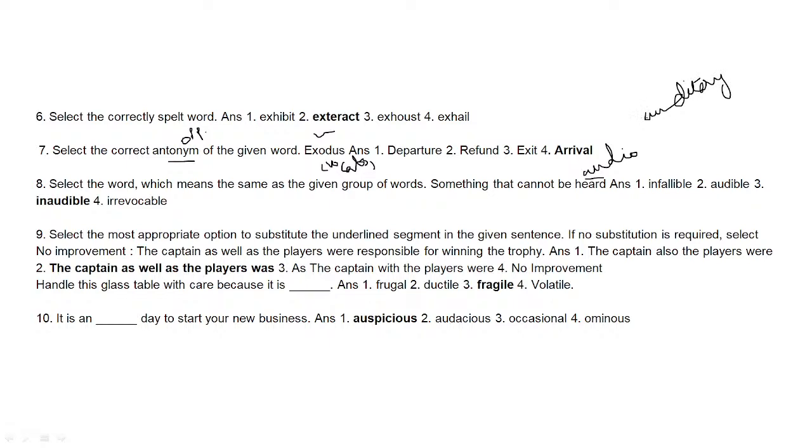Right? So, auditory is the meaning. But what we cannot hear is what? Inaudible. So, audible is something which we can hear, which is hearable. Infallible is different. Infallible means someone who doesn't make any mistakes, and irrevocable means something which is everlasting damage or something. You can't reverse it or make it better. That is irrevocable. Okay. Number 9 is the substitute again.